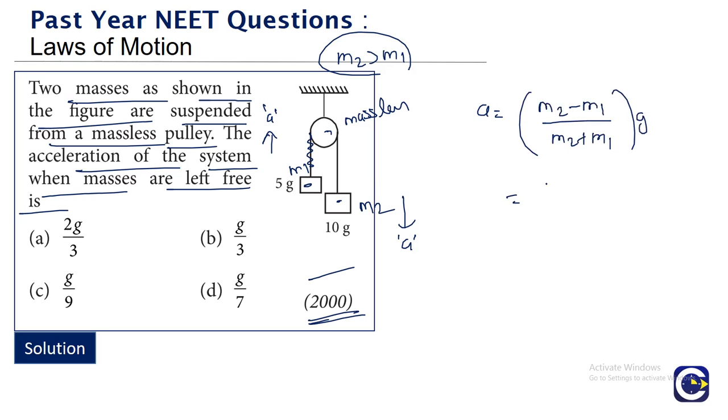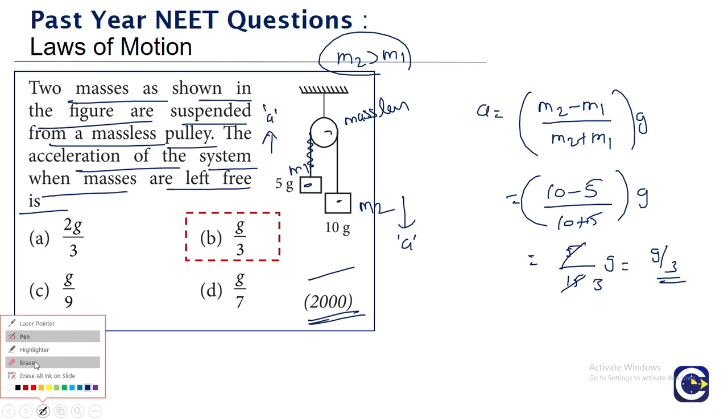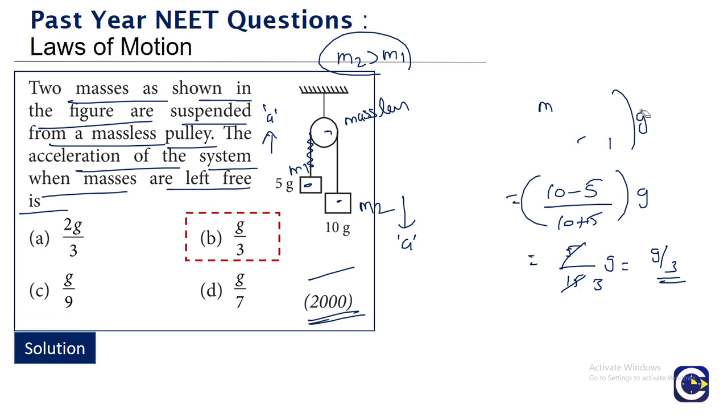So what is the answer? It will be 10 minus 5 by 10 plus 5 into g. 10 minus 5 is 5, 10 plus 5 means 15. So 5 ones are 5, 5 threes are 15, so it is g by 3. So the answer for this question is g by 3. That is the acceleration with which the masses will be moving. So the 10 kg will move down with that amount of acceleration, and the 5 kg will be moving up with the same amount of acceleration.